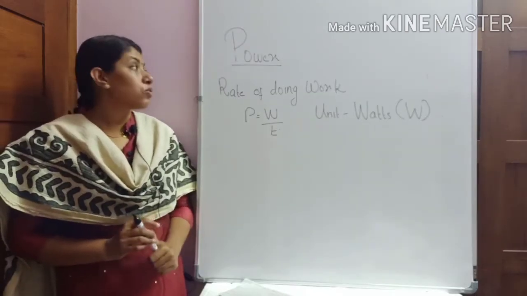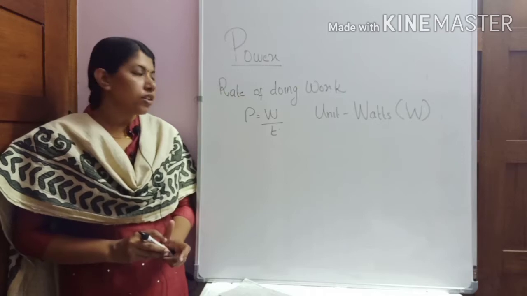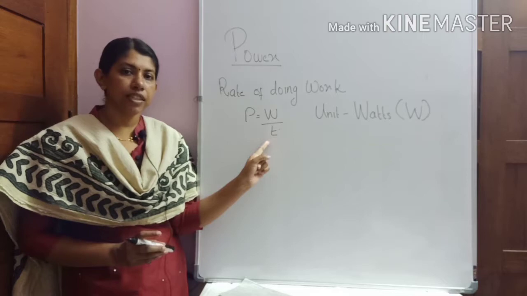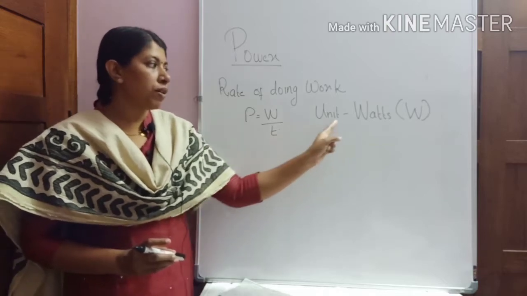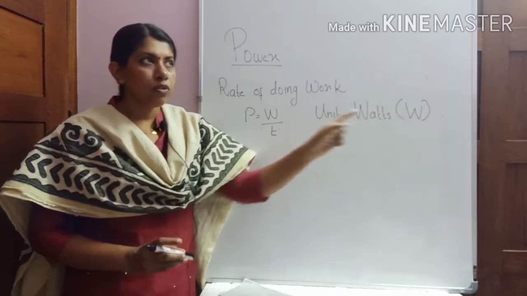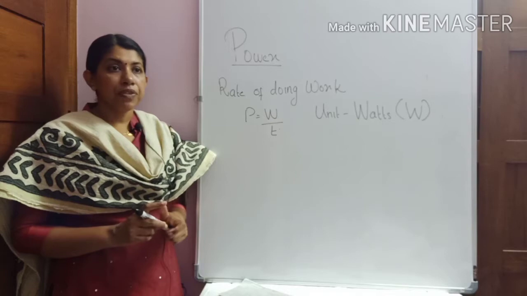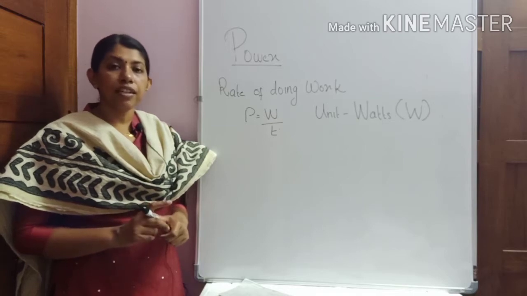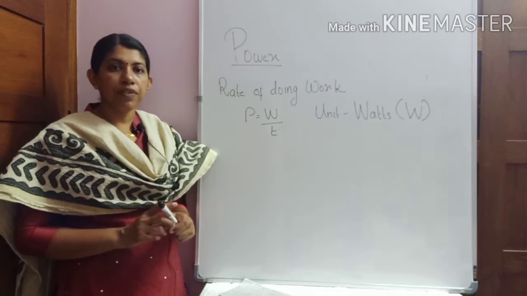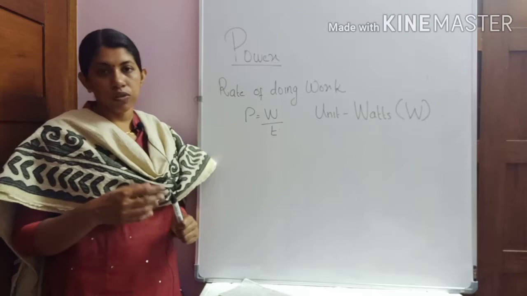So now let us discuss what power means. Power is the rate of doing work. It is given by the equation P is equal to W by T, and the unit of power is watts, represented by W. We always know, consider our electric bulb, the specification of an electric bulb is like 100 watt or 60 watt. It means that particular device can handle a maximum power of 100 watt or 60 watt.